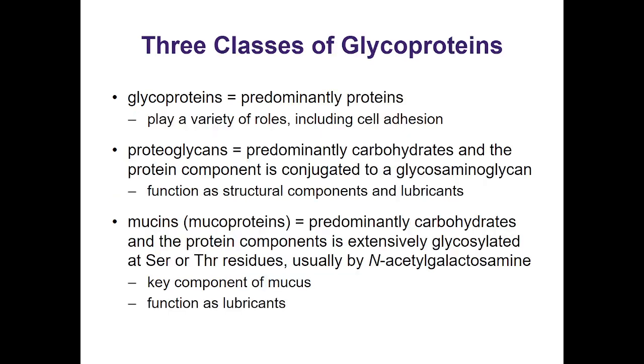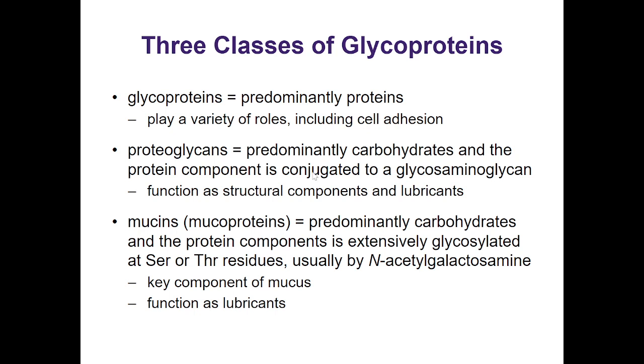The three classes of glycoproteins. So you have glycoproteins, which are predominantly proteins. These are going to play a variety of roles. This will include things like cell adhesion. Proteoglycans, these will be predominantly carbohydrate, and the protein component is going to be conjugated to the glycosaminoglycan. They function as structural components and lubricants typically.